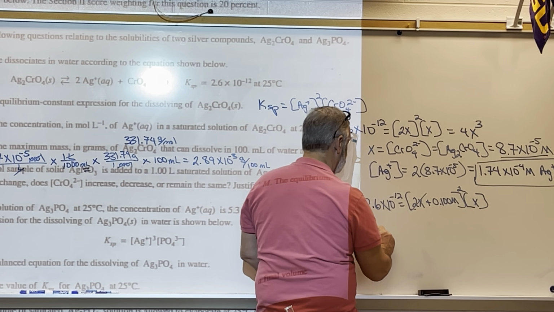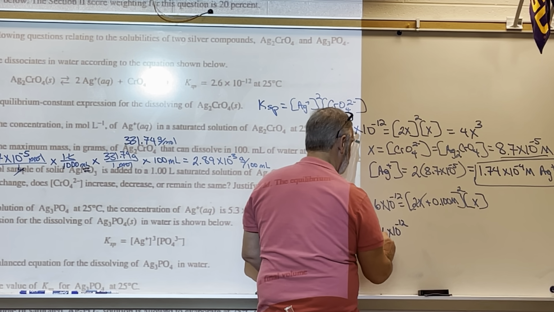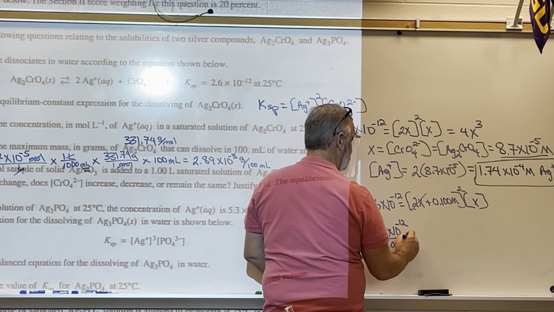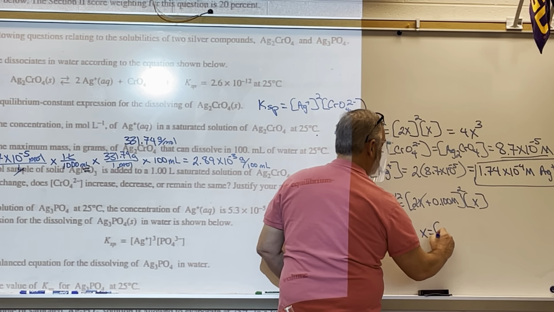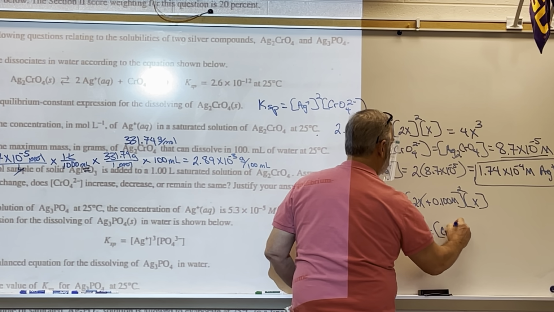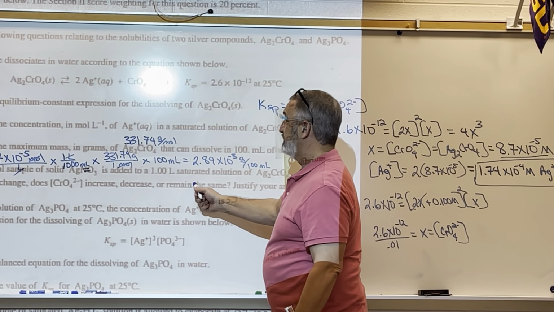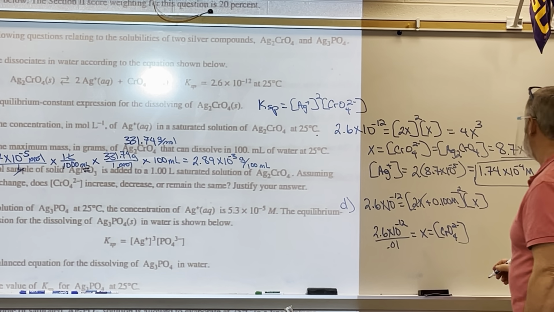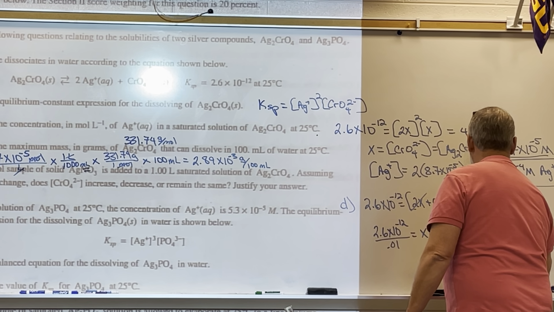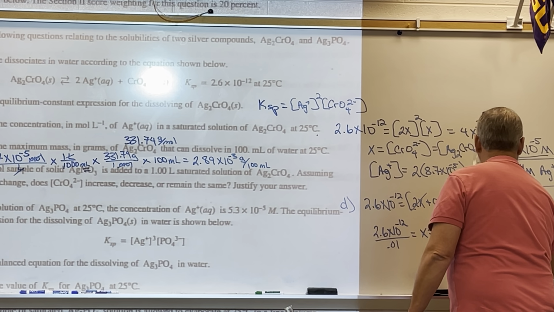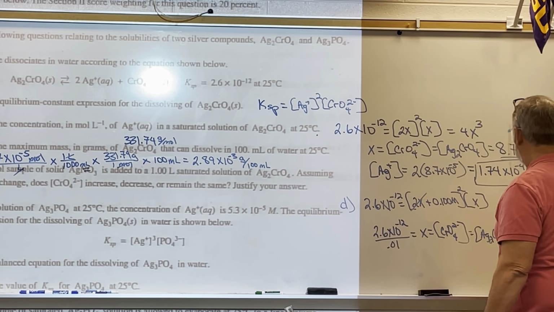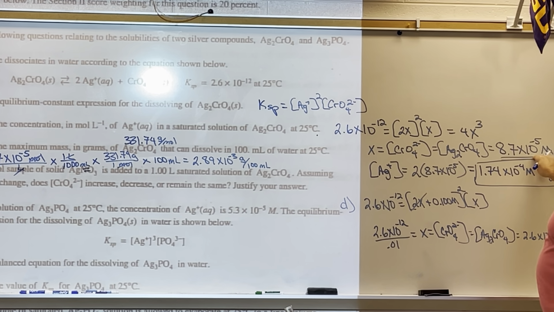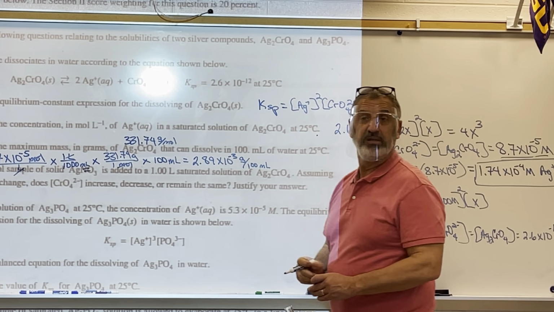So it's going to be 2.6 times 10 to the minus 12 divided by 0.01, okay? And that's going to be equal to x, which is going to be my chromate concentration. What's this question asking for? Actually, it only asks for increase, decrease, okay? But let's just go and see what it comes out to. Ten to the what? Okay, so it was 8.7 times 10 to the minus 5 in pure water, and now it's 10 to the minus 10.